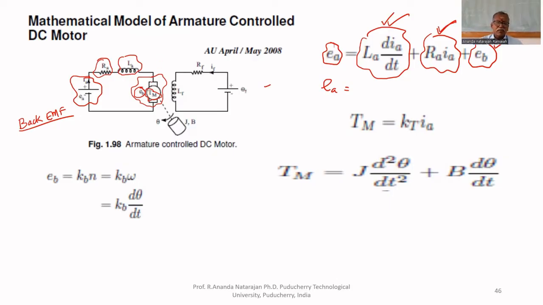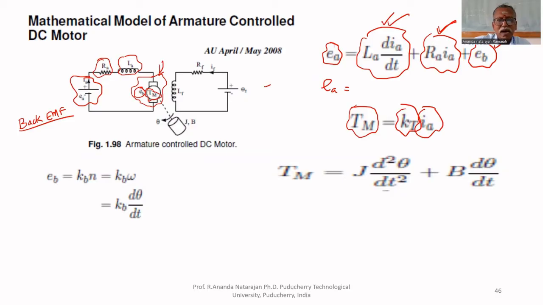What is the torque developed in the armature? The mechanical torque developed in the armature is proportional to the armature current. To make it equal, the constant KT. So Tm equal to KT IA. That is the mechanical torque developed in the armature.